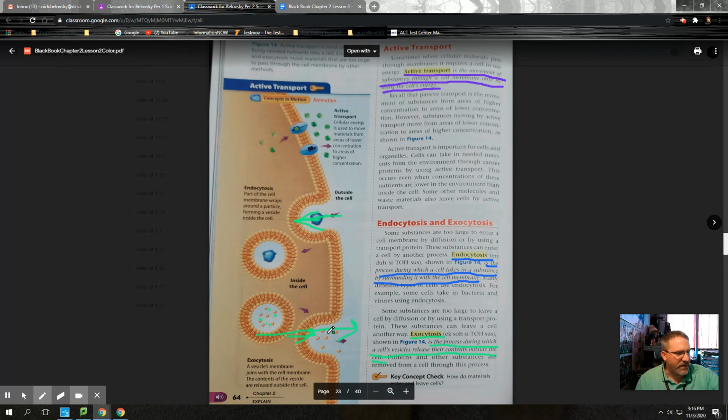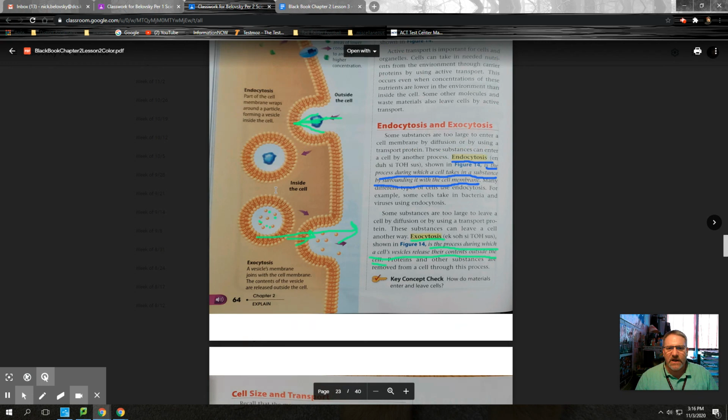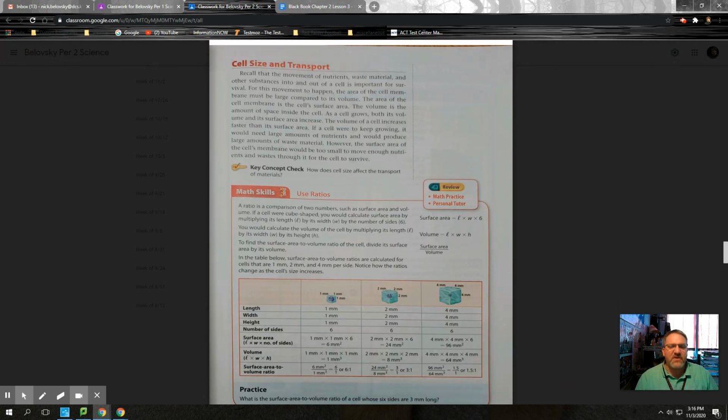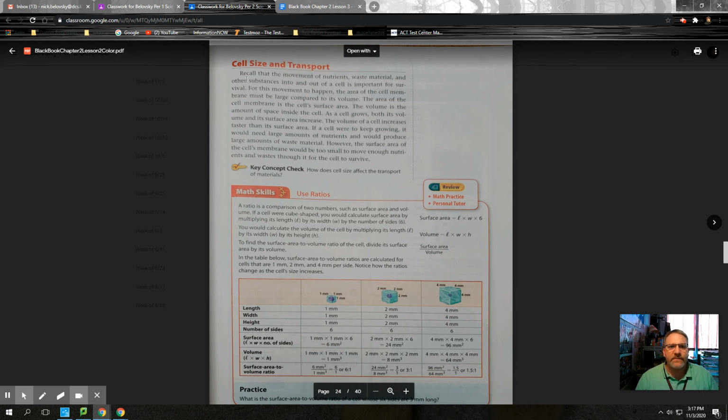The next word that we need to get is surface area. Now, these are kind of hidden. So for those of you that said they're not there, they are there. You just kind of had to find them a little bit. Let's read a little bit, shall we? Recall that the movement of nutrients, waste material, and other substances into and out of the cell is important for survival. For this movement to happen, the area of the cell membrane must be large compared to its volume. The area of the cell membrane is the cell's surface area.